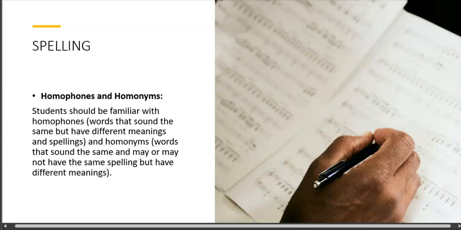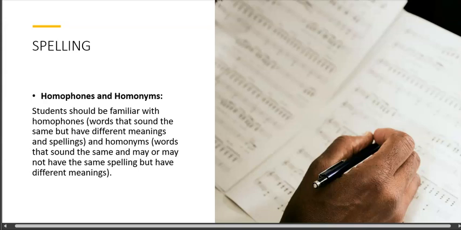Those are the homophones. And then homonyms are words that sound the same and may or may not have the same spelling, but have different meanings. For example, read and read. One could mean to get rid of something, like get rid of this trash, and the other is read. They are pronounced the same, but they have different spellings and different meanings. One is when you go through a text and understand it, you read it. So that's the first one.